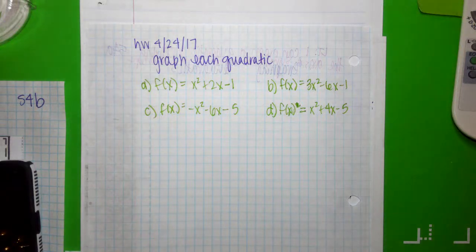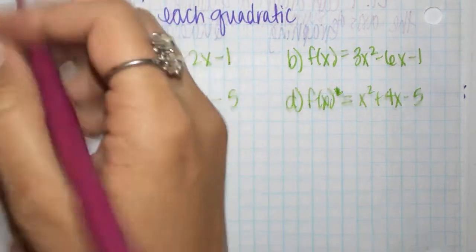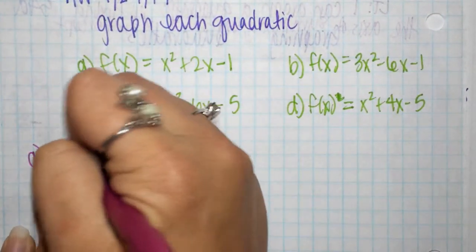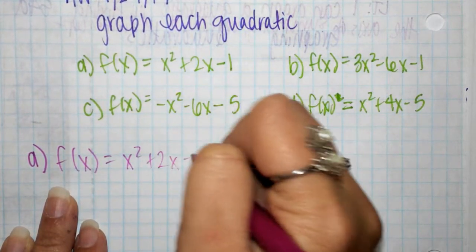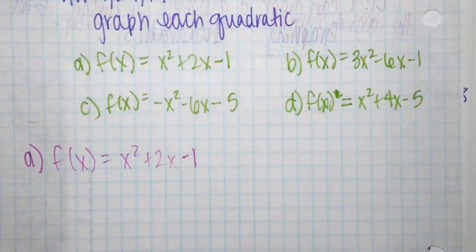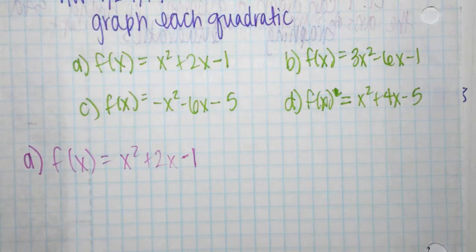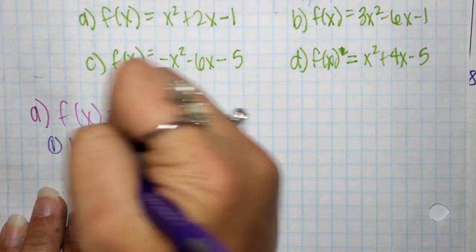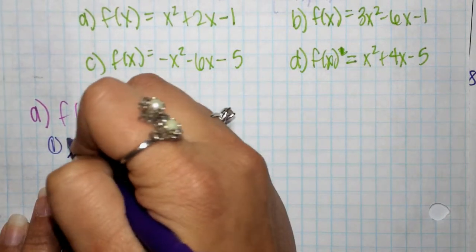Okay, so I want you to please check your homework against mine. What was step 1 that I asked you to do yesterday? Axis of symmetry. Okay, and how do we find the axis of symmetry? It's the opposite of B divided by 2A. So to find the axis of symmetry, the first thing you do is the opposite of B divided by 2A.